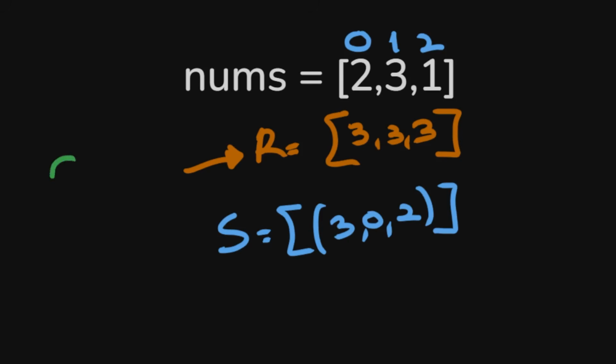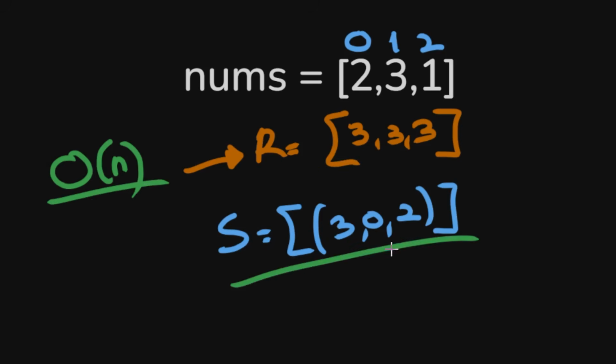Time complexity for this approach is big O of n. Why? Well, because we are pushing elements into the stack once and popping elements from the stack at most once. So this is overall big O of n, and space complexity is the same because of the array and the space for the stack. So with this in mind, now let's see how to code this up.